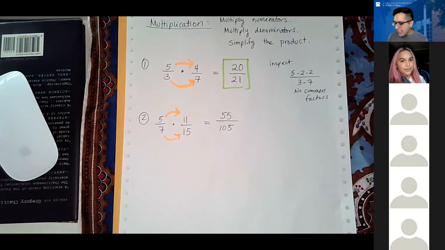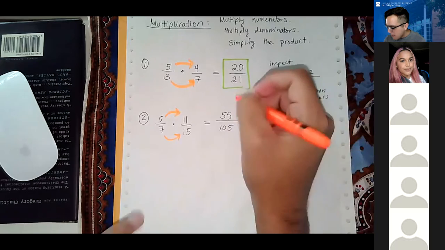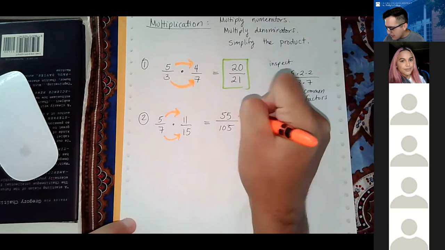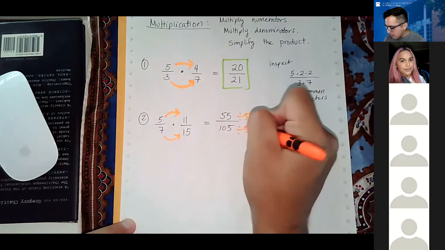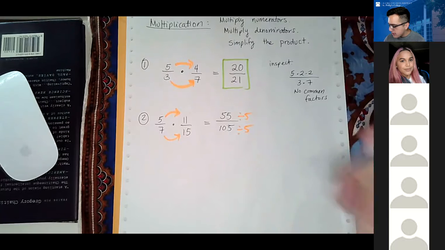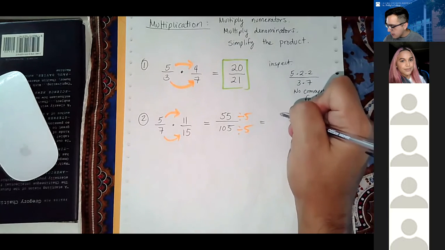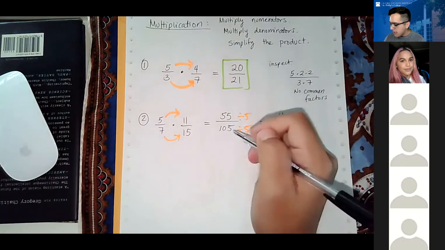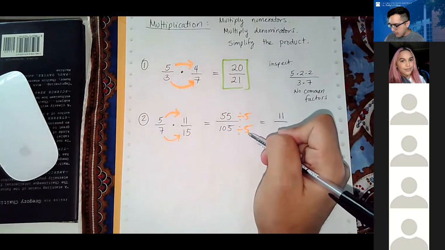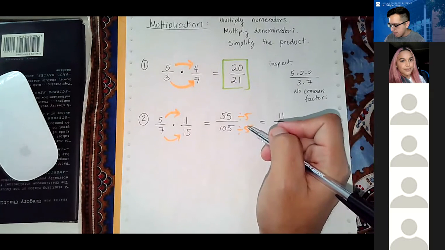Okay. Can this fraction be simplified? Yes. Do you want to use prime factorization or do you want to just divide out the 5s? Divide out 5s. Yeah, let's just do that. Okay, so I'm just going to divide out the 5s. And we should take the top back to 11. And then 105 divided by 5 should be, I think it'll be 21.